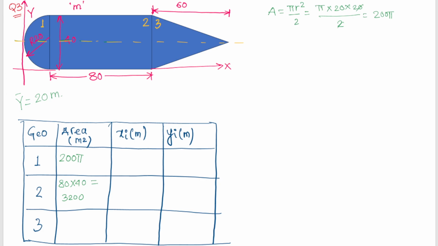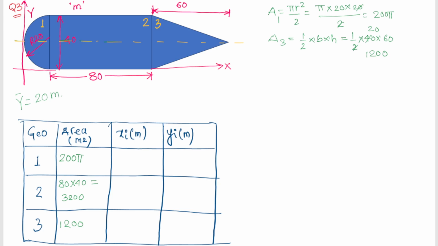And then the area of the triangle. The area of the triangle A3 is given as half into base into height. Height is given as 60. This is not the base, this is the height, and the base is this one, 40. So putting the values, half into 40 into 60, this will give you 1200 meters square of area. So 1200 is the area of the third geometry.